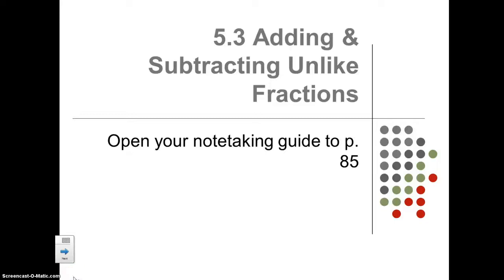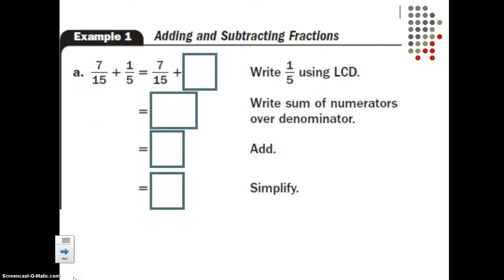Lesson 5.3, Adding and Subtracting Unlike Fractions. For example 1, you have to find the LCD of 15 and 5. If you remember, to find the LCD, we could do something called the birthday cake method. Both divide by 5. This is 3, this is 1. The LCD is the side and the bottom numbers multiplied together, which is 15.